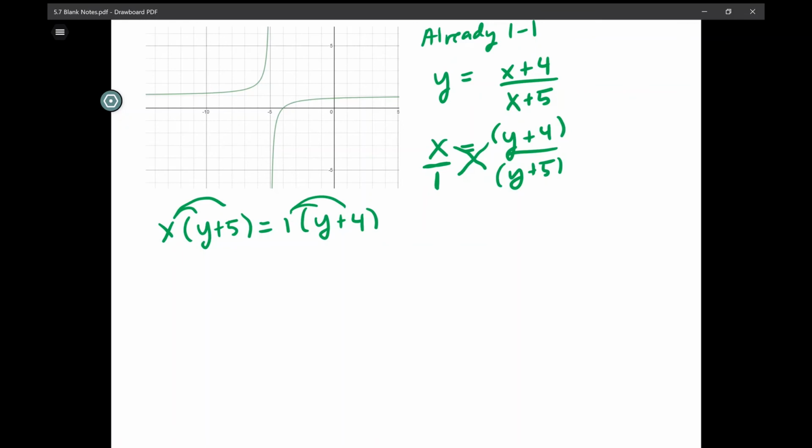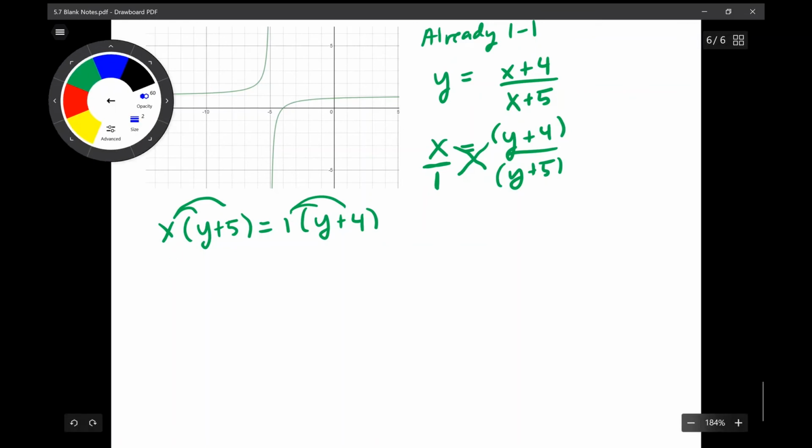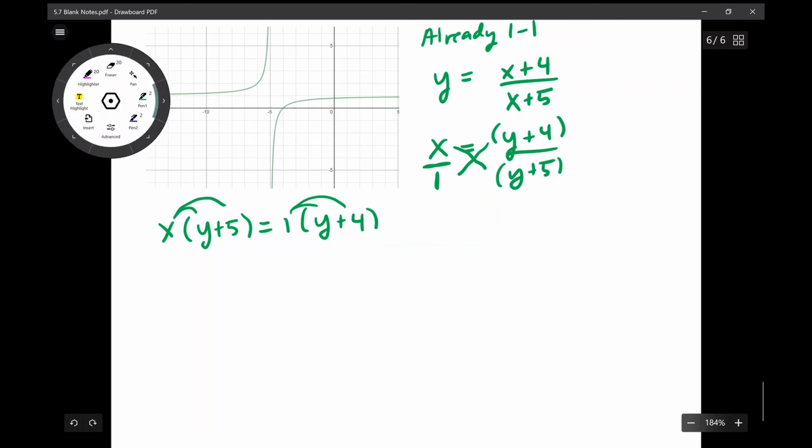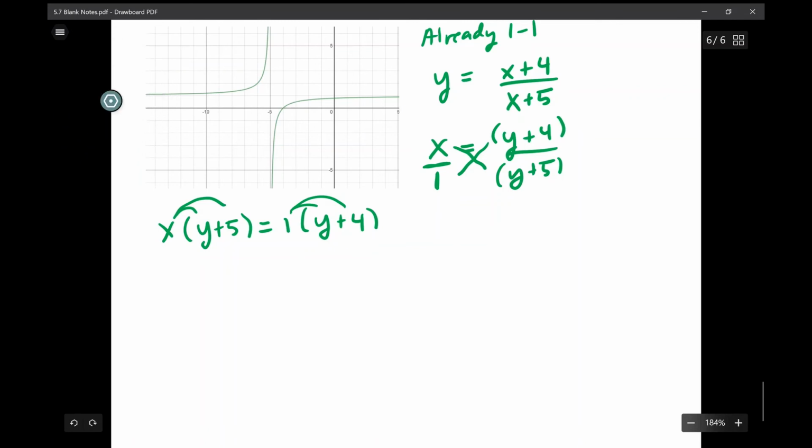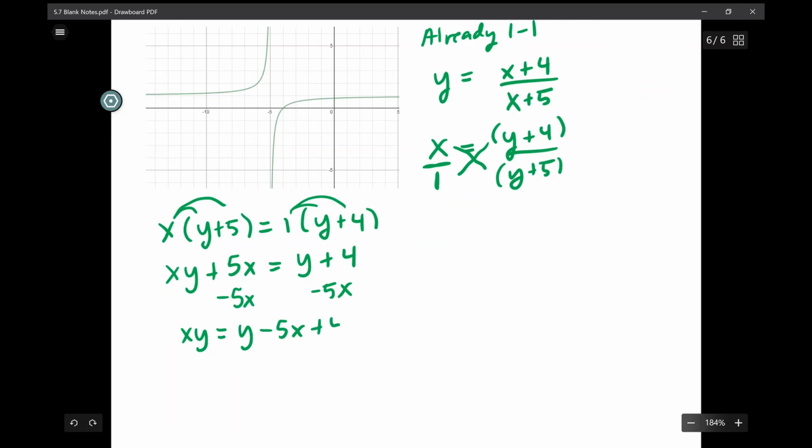All right, so let's distribute x here. That's going to give me xy plus 5x equals y plus 4. Let's get the y's to one side and the non-y's to the other. So minus 5x from each side: xy equals y minus 5x plus 4.